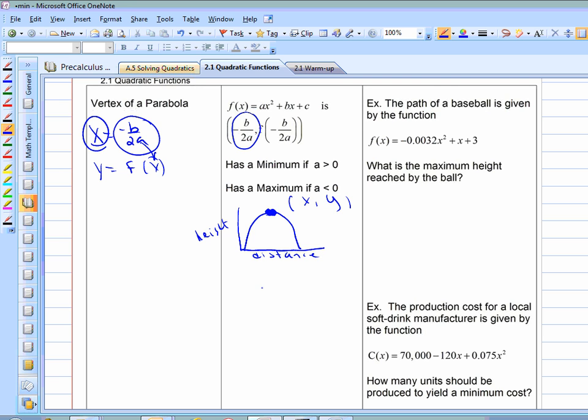And now that we labeled our x and y axis, we know x is the distance from home plate and y is the height. So this is like the distance and this is like the height. What do we ask for? What is the maximum height? So we're going to want the y value of that parabola.